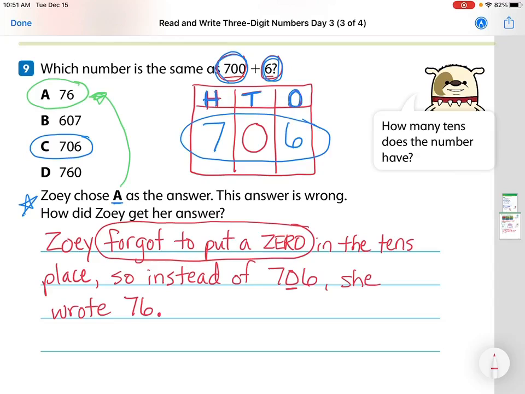So I hope you enjoyed this real quick lesson. I want you to go back and review the video and review some of the different things that we did in this lesson. But I think that you have a pretty good understanding of how to read and write 3-digit numbers in many different ways.